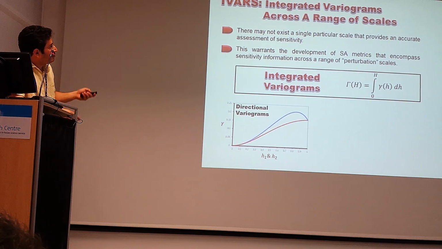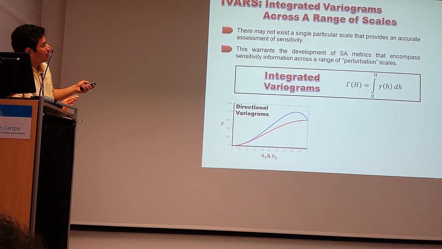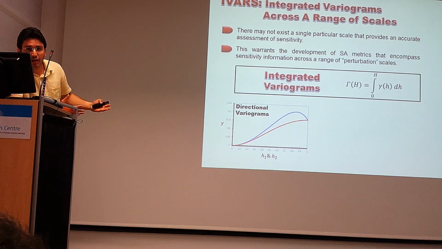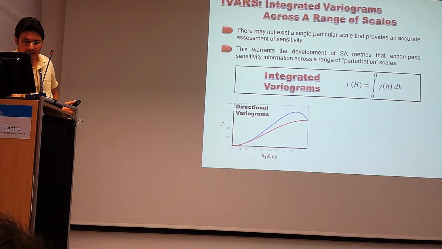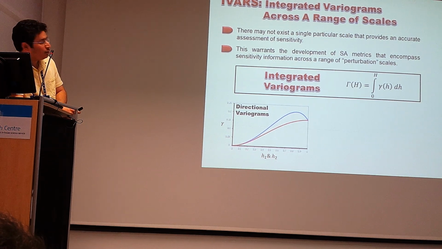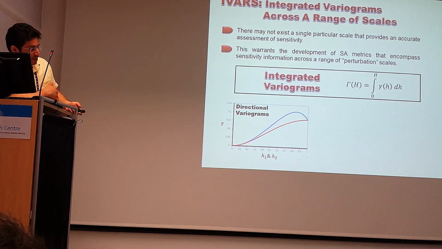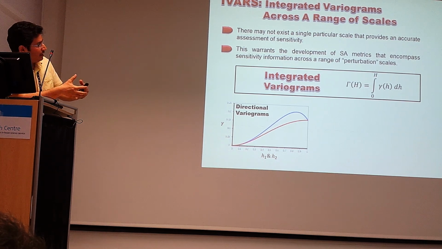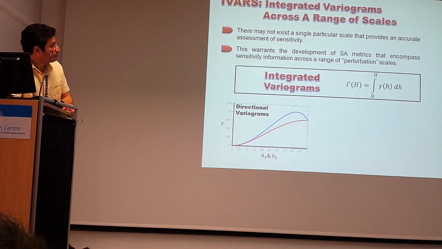To basically integrate the variograms, and this is, as I said, because there may not be a single perturbation scale that reflects the entire intuitive understanding of sensitivity. So we may need to look at the entire spectrum of scales, and that's why we either have to look at the entire variogram and make a comment, or come up with an intelligent way of combining everything into a single index.